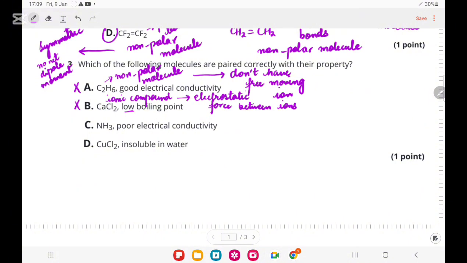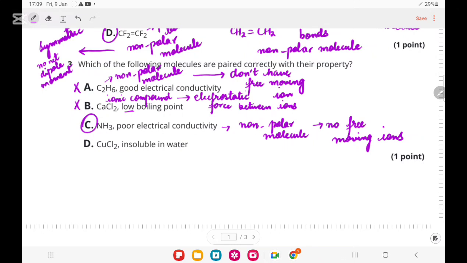Then if we see the NH3 molecule, they are saying it's a poor conductor of electricity. It's absolutely correct because it is covalently bonded, with no free moving ions, and because of no free moving ions, it is a poor conductor of electricity.